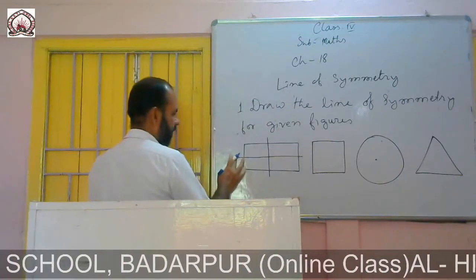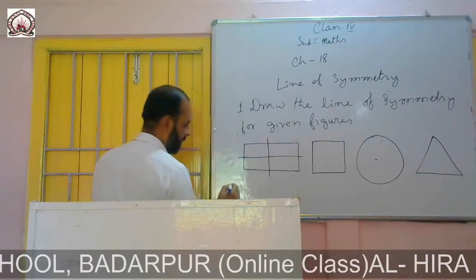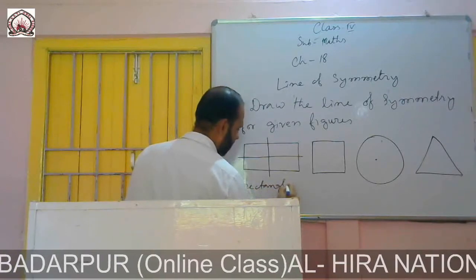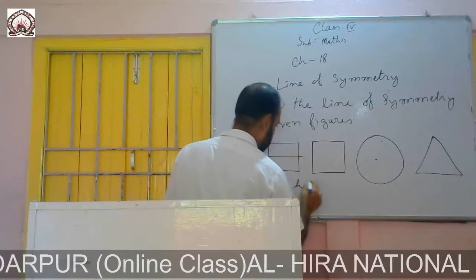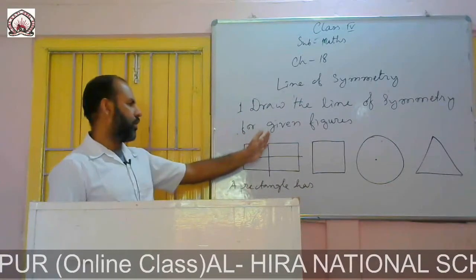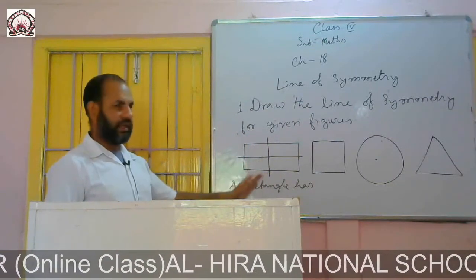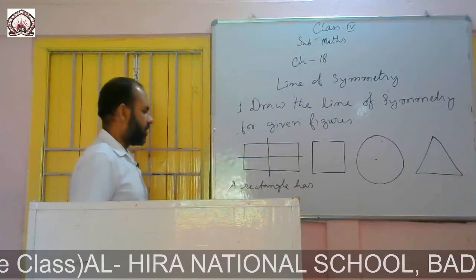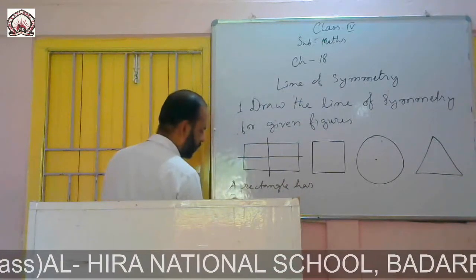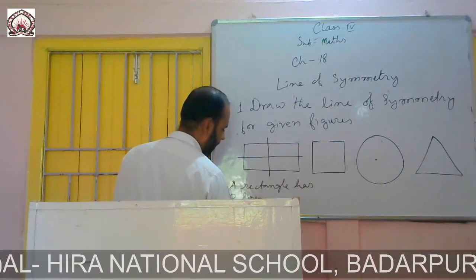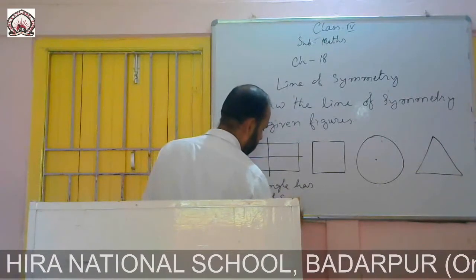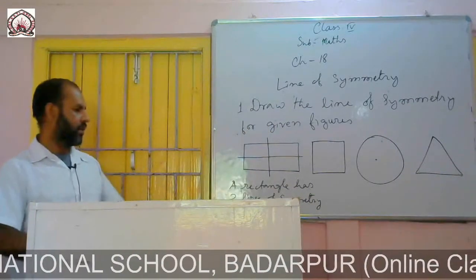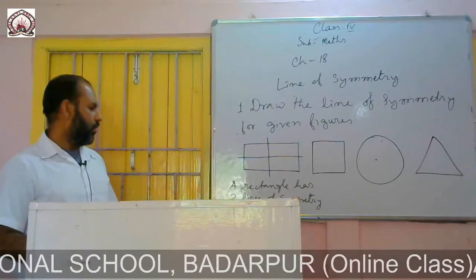So a rectangle has one vertical line of symmetry and one horizontal line of symmetry. So a rectangle has 2 lines of symmetry.